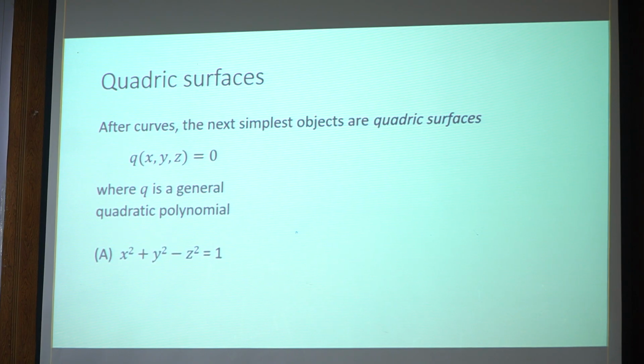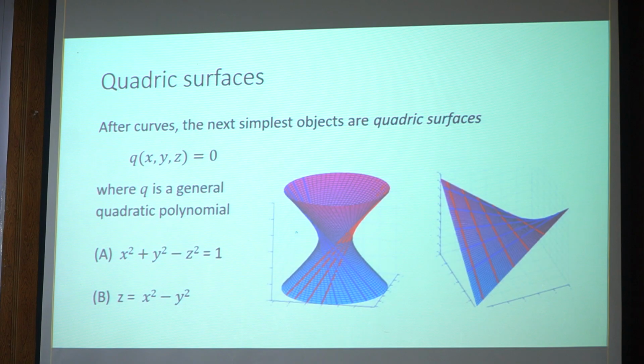Now I'm going to give a more interesting example. The example that we saw before was the quadric cone, given by the equation x squared plus y squared minus z squared equals 0. Now I want to say x squared plus y squared minus z squared is 1. Or I could take this other equation, z equals x squared minus y squared. In some sense these are all equivalent, but the actual pictures you get are different.